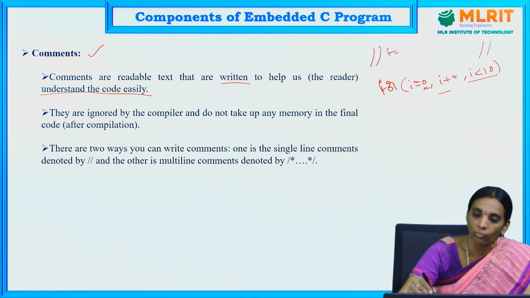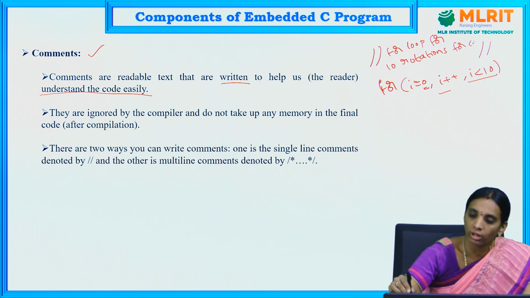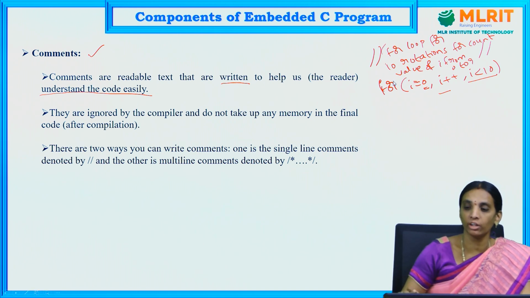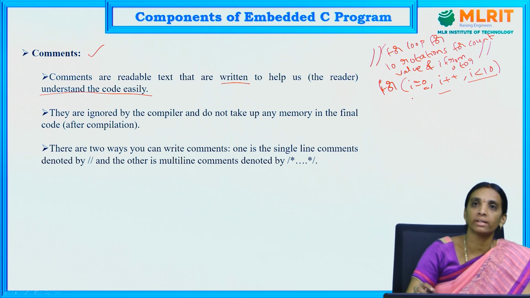Like here we are using the for loop for 10 iterations, for counting the value of i from 0 to 9. So when we have written like this in the comment lines, it should be easily understood by any user, whatever we have written in the program.